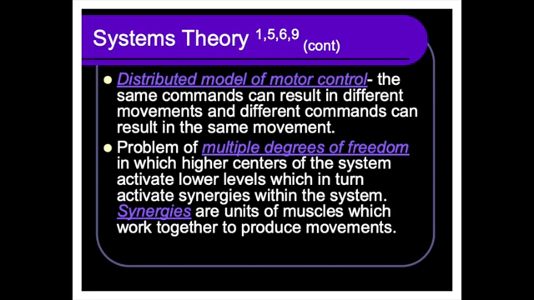So systems theory has contributed two very important ideas when it comes to motor control and how we're moving. The first idea is a theory of distributed model of motor control. So in this theory, the same commands from the central or the executive, potentially the brain, saying kick the ball, can result in very different movements.